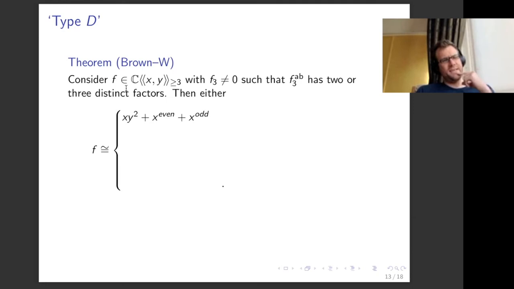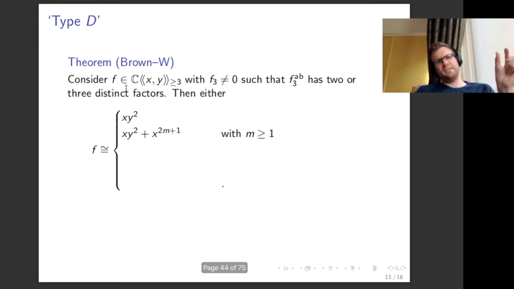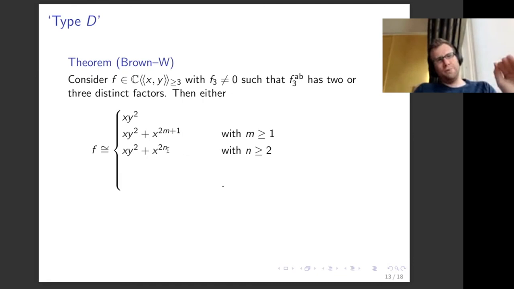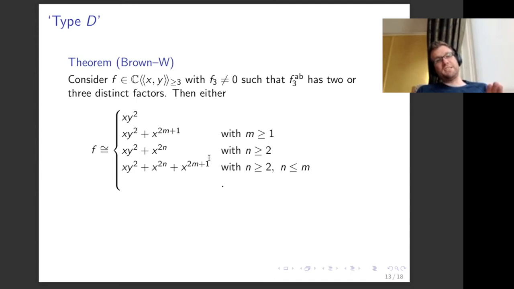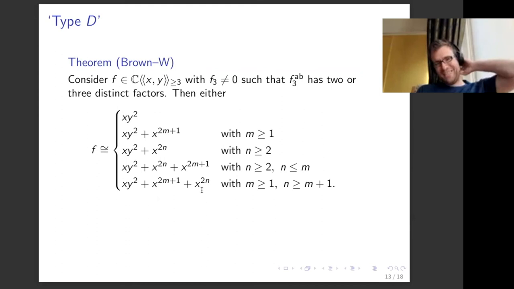So what are my cases? My cases are xy squared. I can add in an odd term, or I could add in an even term, or I could have both. In the both cases, either the even term is smaller than the odd term, or the odd term is smaller than the even term, and that's what these things are saying for you. This is a true theorem as I've stated it: the Jacobi algebra is isomorphic to the Jacobi algebra of one of these elements.